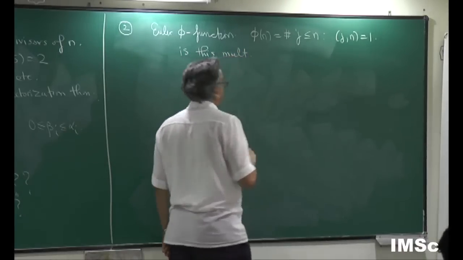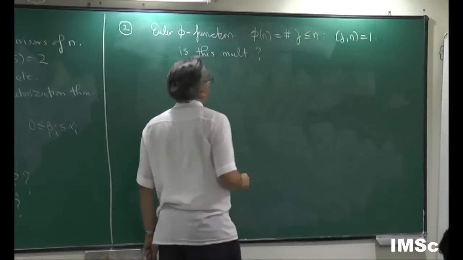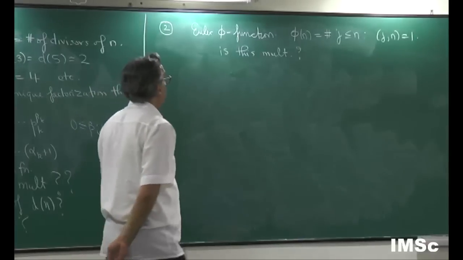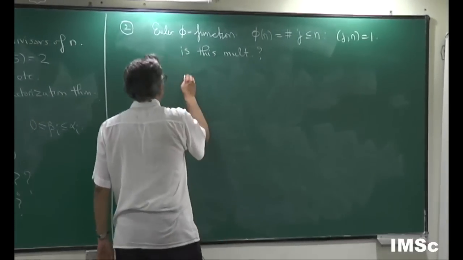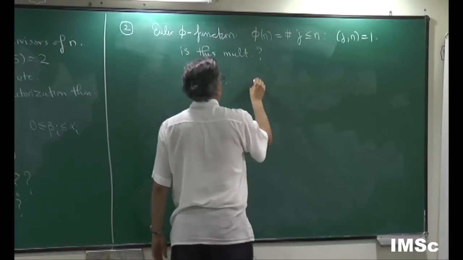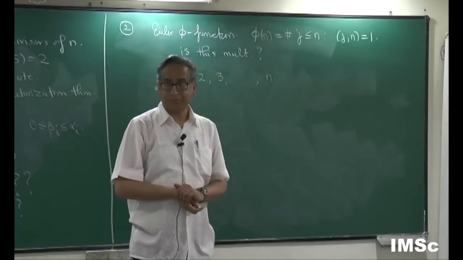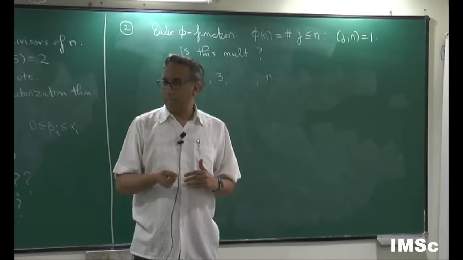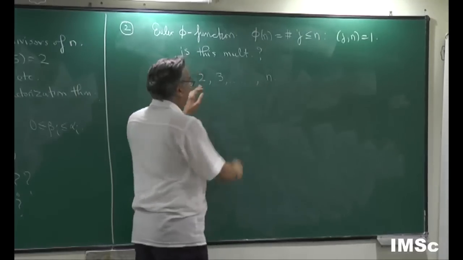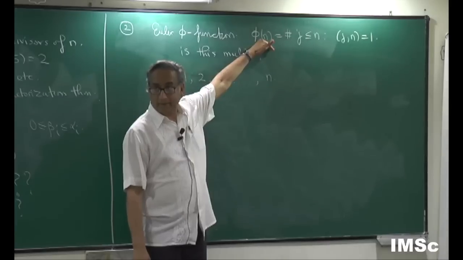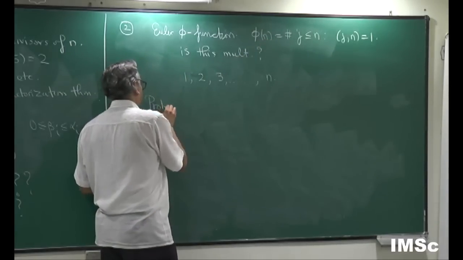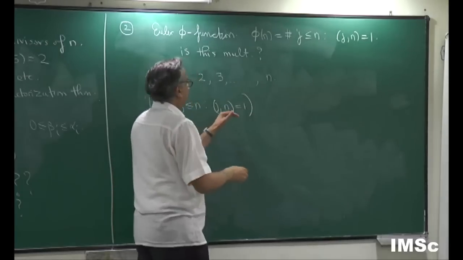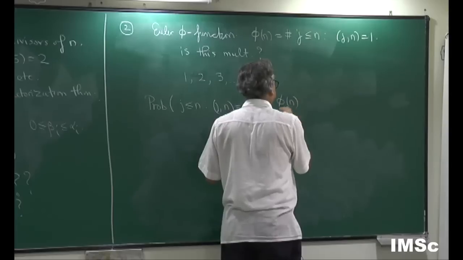You can answer this question easily by first trying to find a formula for phi of n. So here's a simple way of finding a formula. Here I have all the numbers 1, 2, 3, up to n. I'm going to determine the probability that a random element between 1 and n is coprime to n. How many elements are coprime to n from 1 to n by my definition? Phi of n. So the probability that a random number j less than n is coprime to n is the number of such numbers divided by n, right? It's phi of n over n. So that's the probability.